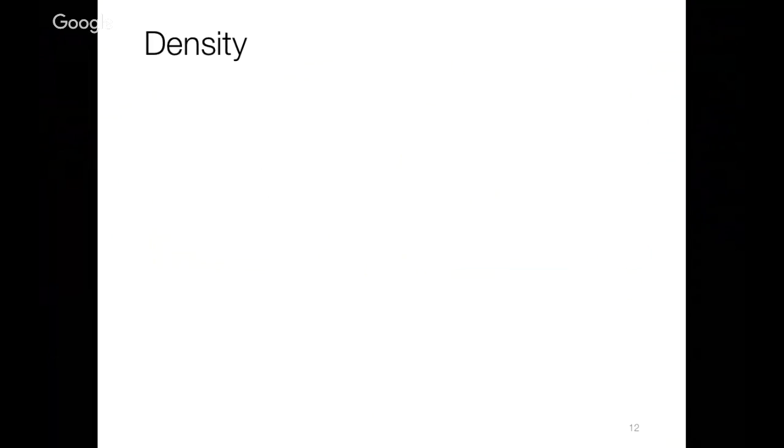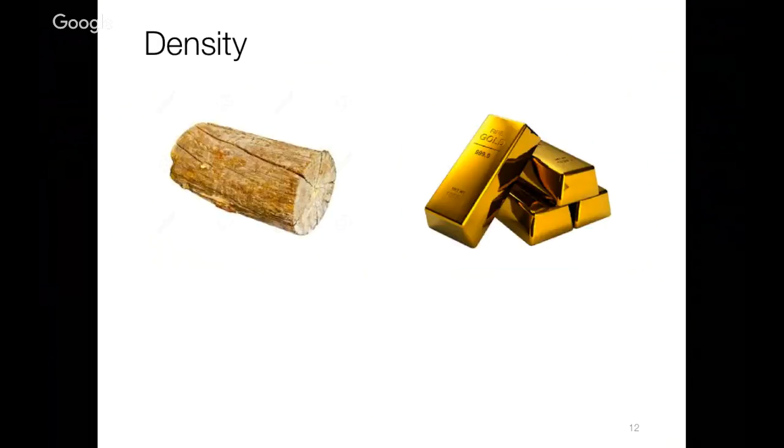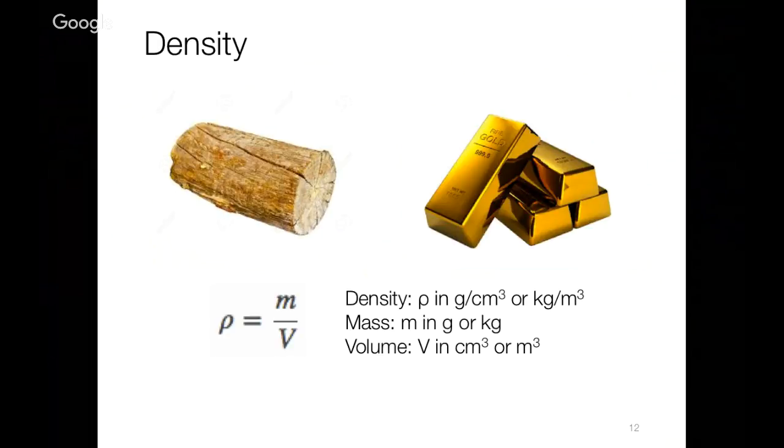So let's look at a couple of these. Here's density. You're probably all familiar with this. Density is the mass per unit volume, and it has units of either grams per cc or kilograms per cubic meter. Certain things have a low density, like wood, or a high density, like gold.